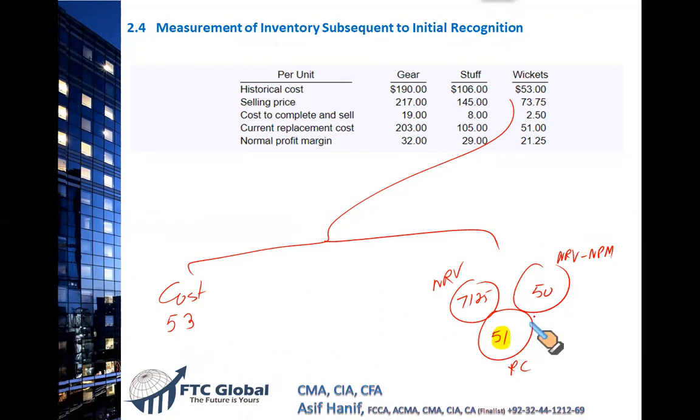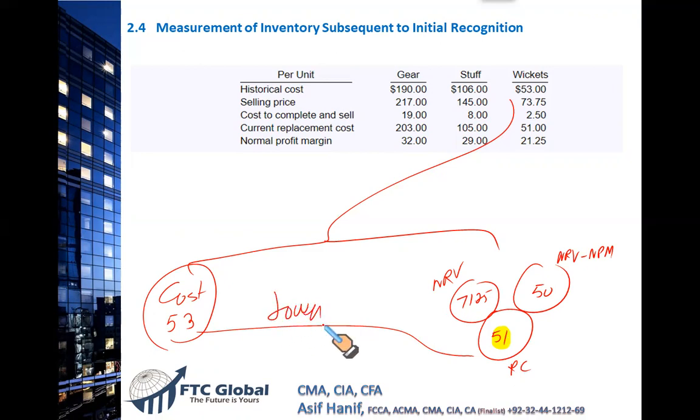Your cost is 53. Your designated market price is 51. We need to take the one that is lower. In this case, 53 versus 51. This is going to be your new value of your inventory. You are going to write off a loss. 53 less 51, $2 loss per wicket.